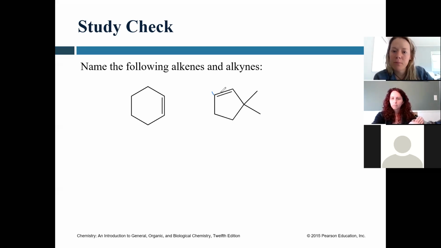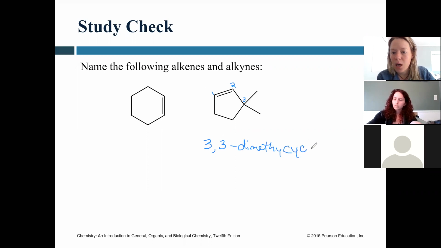This is carbon 1. I'm not going to go 1, 2, 3, 4 in this direction because that would put this at 4, right? Instead, I'm going to go the other way, 1, 2, 3, because we're always trying to make the numbers the lowest. So this is a methyl and this is a methyl group. They're both on 3, so 3,3-dimethyl. And then what did we say it was originally? Cyclopentene. Again, we don't need to say 1-cyclopentene because it's always going to be on the 1.